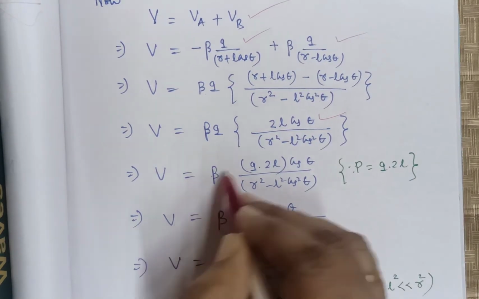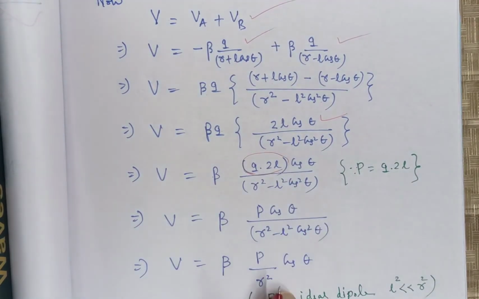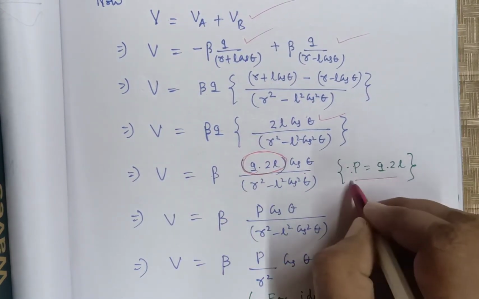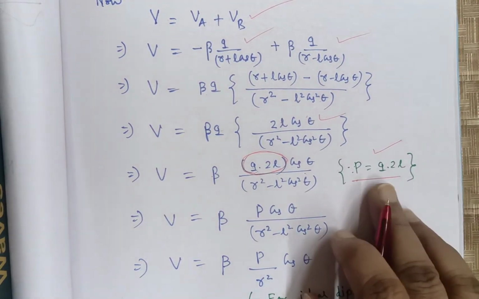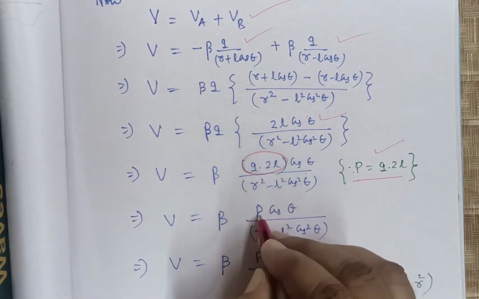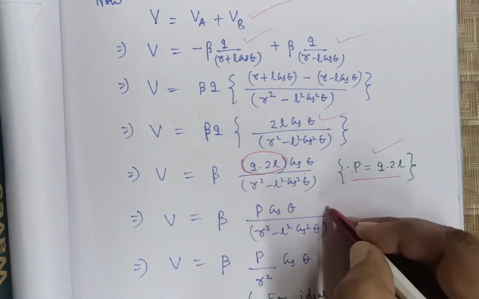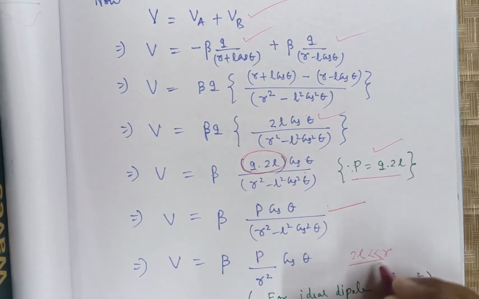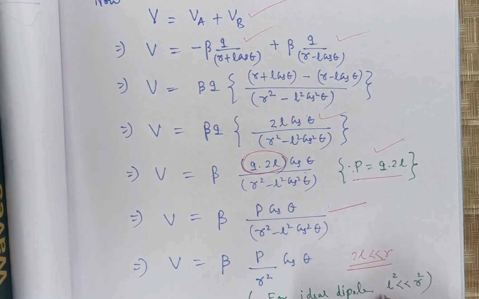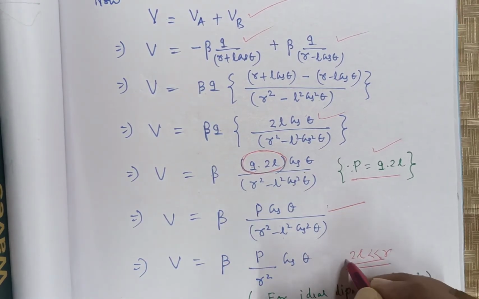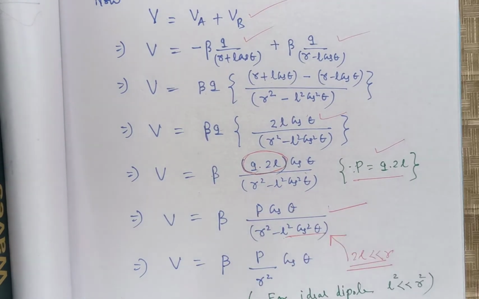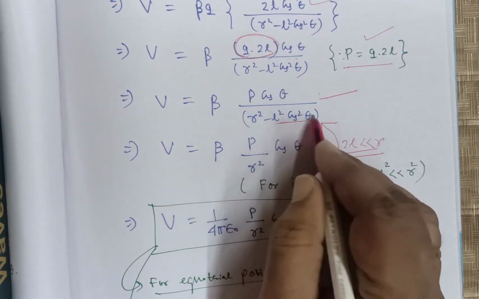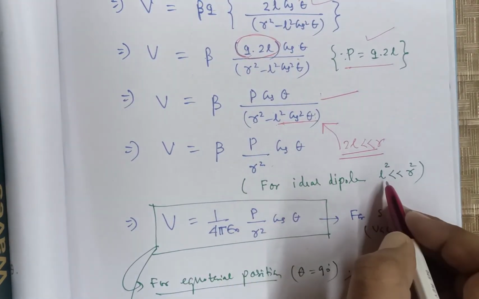Now beta kept outside, Q into 2L, and cos theta. Why have I written Q into 2L together? In the previous class you know that this is the formula of the electric dipole moment of the electric dipole. So it is P cos theta over R square minus L square cos square theta. For an ideal dipole, as 2L is very much less than R, L square cos square theta is very much less than R square. So this term is neglected with respect to the R square term. You see carefully that the L square term is neglected due to the ideal dipole.